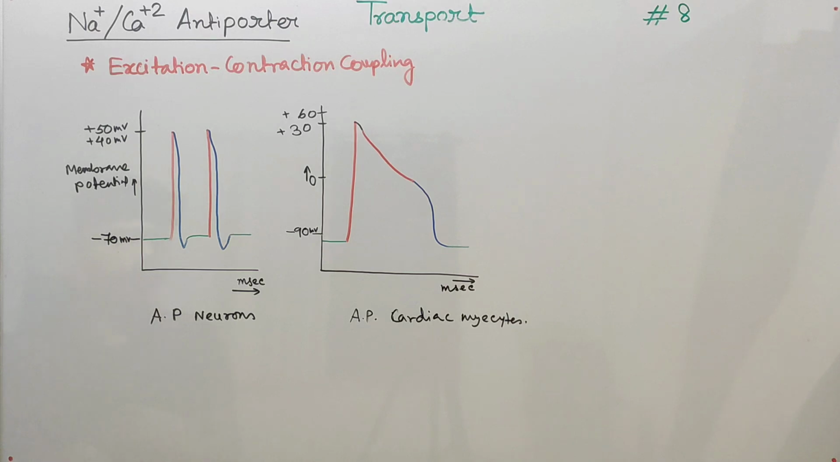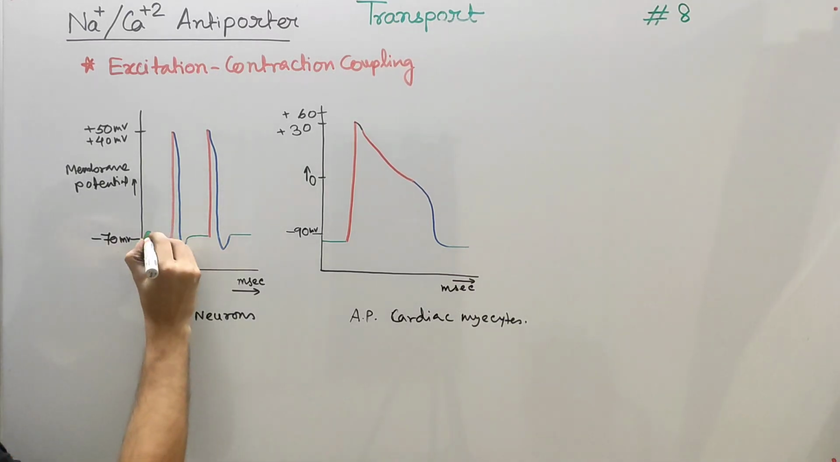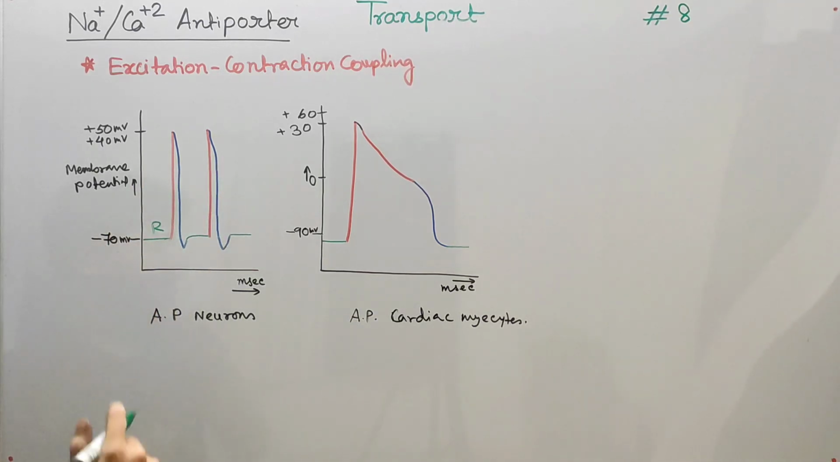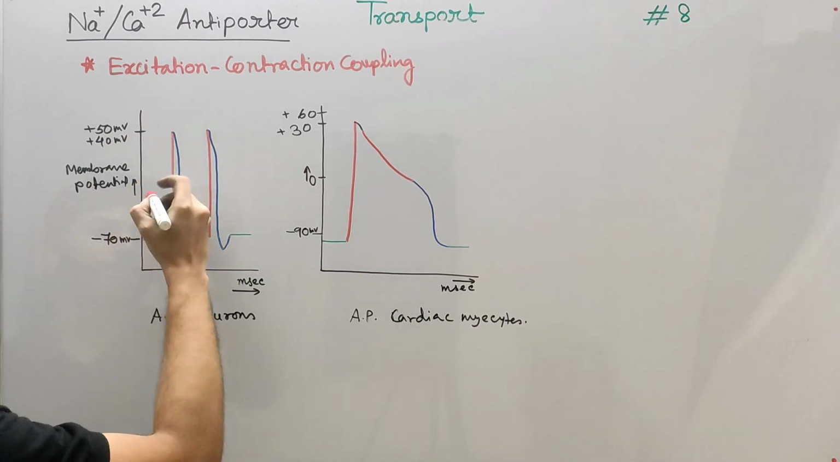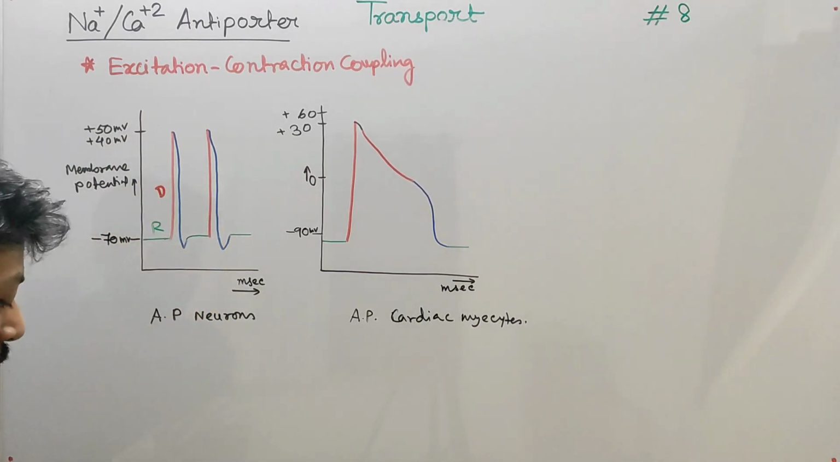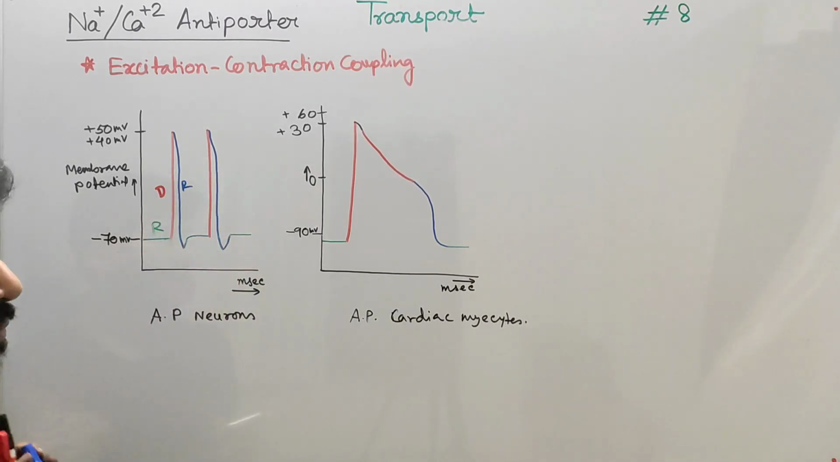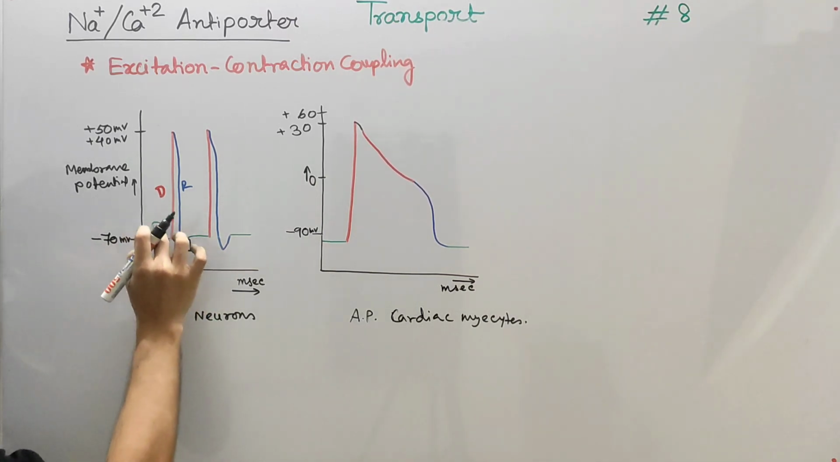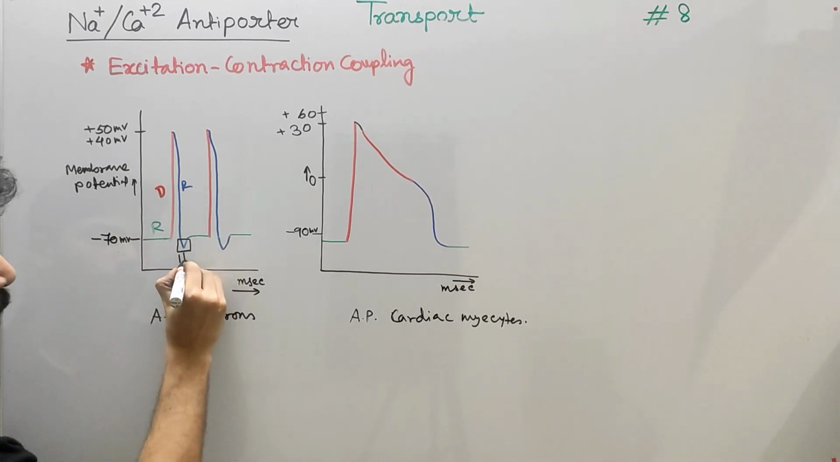One thing I have to mention is that I have drawn this graph with different colors because these are different phases. This is called the resting membrane potential that I have mentioned previously, at minus 70 millivolt. This red graph represents the depolarization phase of the action potential. The blue represents the repolarization phase, and this short phase that goes below the resting membrane potential is called hyperpolarization.